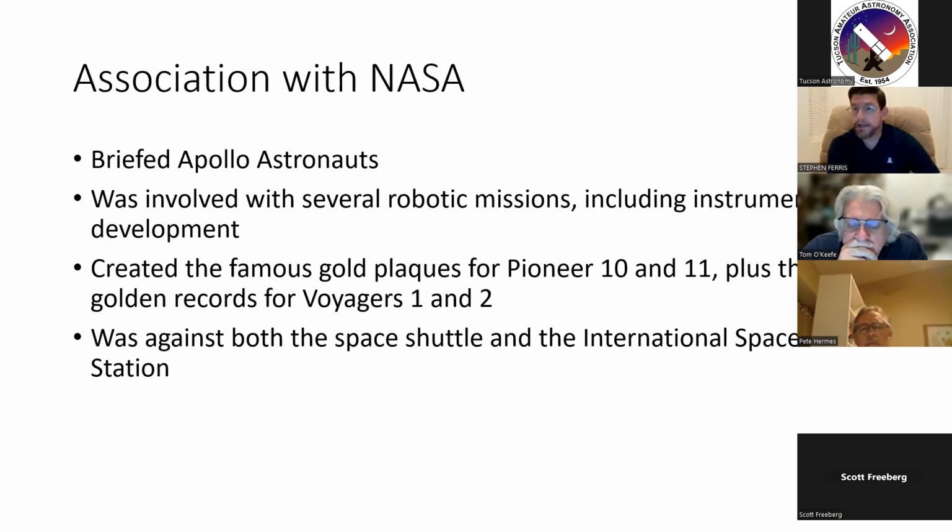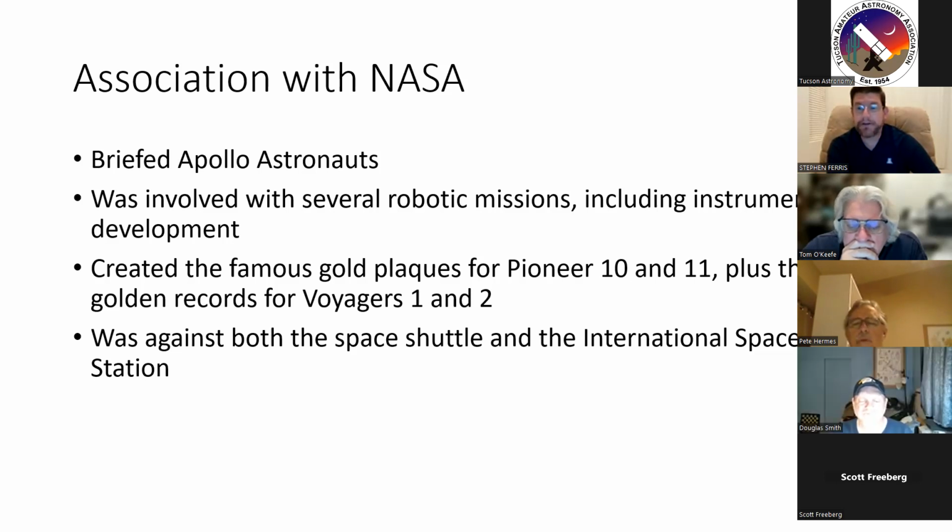In his books, especially Cosmos, he talks a lot about his experience with the Viking programs. It's hard to tell from the book exactly what he did for Viking, but he was very involved with it. And he also created the famous golden plaques for Pioneer 10 and Pioneer 11, plus the golden records for Voyager 1 and Voyager 2.